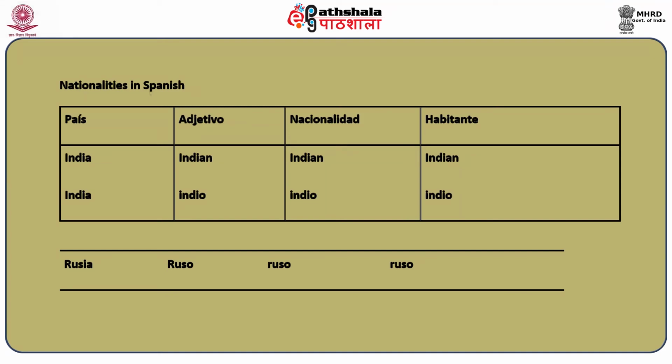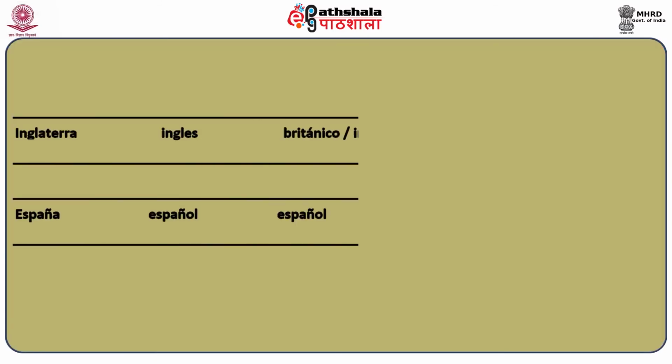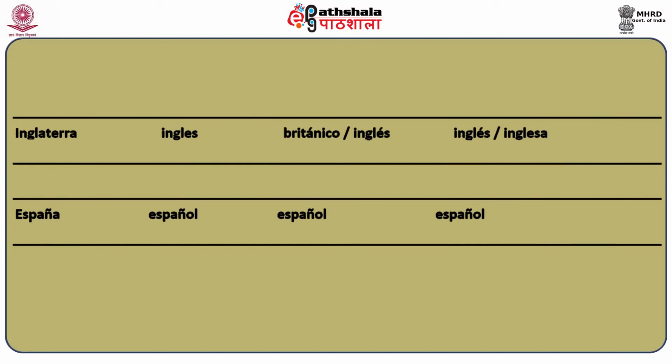So India is India, and Indian is Indio. Same way, Russia is Russia and Russian is Russo. France is Francia and French is Français. England is Inglaterra and Englishman or English is Inglés. Same way, Spain is España and Spanish is Español. So these were a few countries as well as their nationality or the adjectives of these countries.